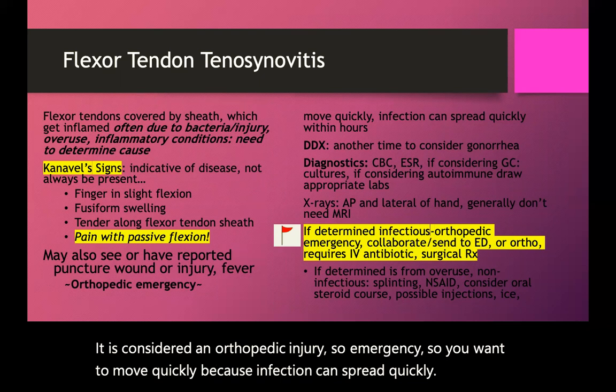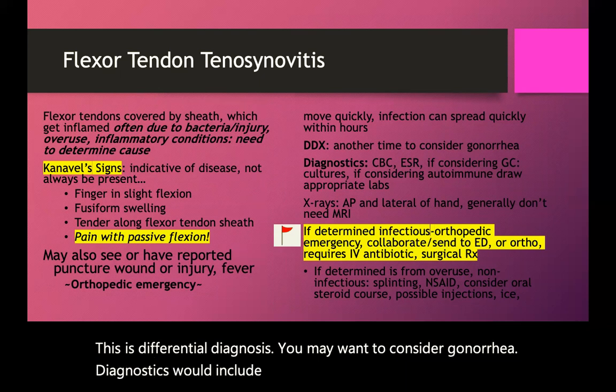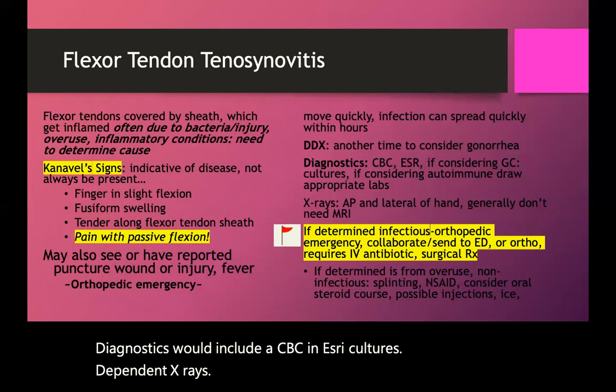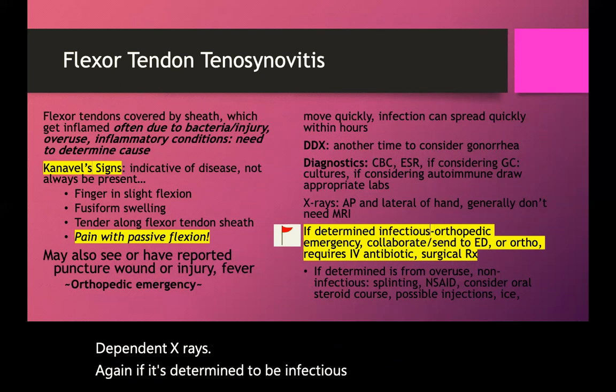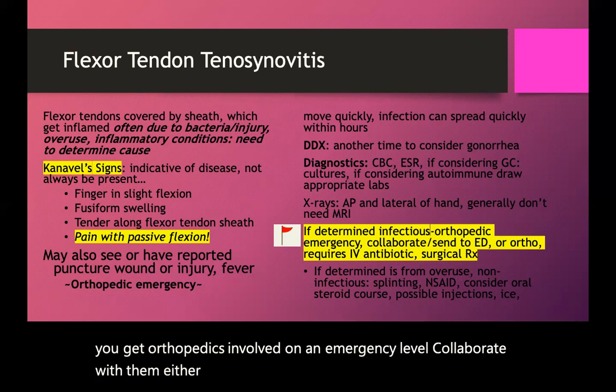For differential diagnosis, you may want to consider gonorrhea. Diagnostics would include a CBC, ESR, cultures, and X-rays. Again, if it's determined to be infectious, you want to make sure you get orthopedics involved on an emergency level, collaborate with them, and either send the patient to the emergency room or have surgical intervention ready.